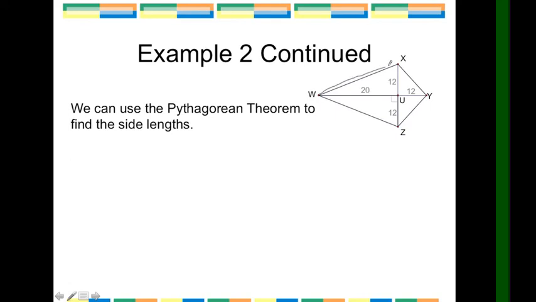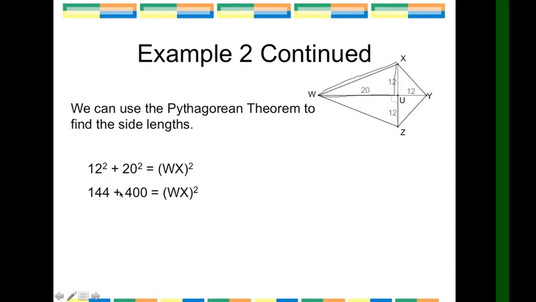Let's compute first this one. Given the sides 12 and 20, find the hypotenuse, which is XW. So we have the Pythagorean theorem, c squared equals a squared plus b squared, or simply WX squared equals 12 squared plus 20 squared. What is the answer here?